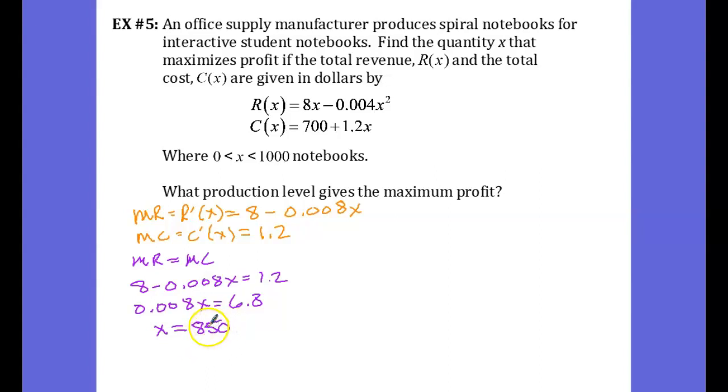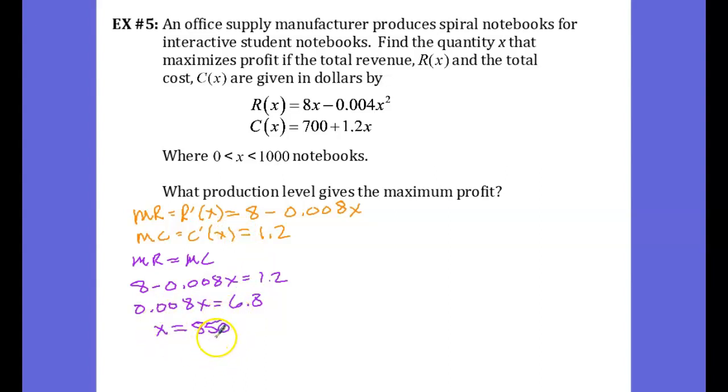Now I'm not done, and the reason is I want to check to make sure this is a maximum and not a minimum. The way I'll do that is by plugging in a point to the left of 850 and a point to the right of 850. Remember we said a minute ago that when we set the derivative equal to 0, that just means that the slope is 0 and it's a horizontal line. So it doesn't necessarily have to occur at the top of a function. It could be occurring at the bottom. So it's important to do this check.